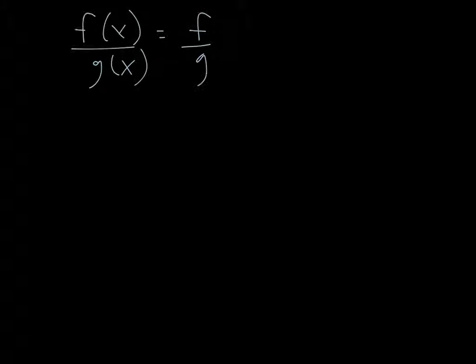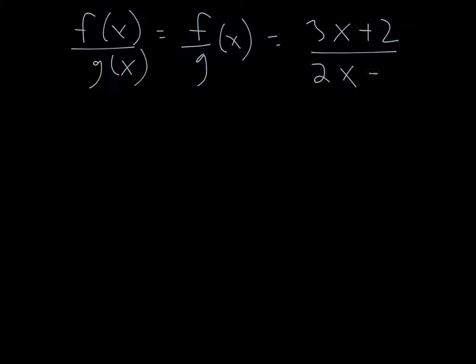So in the division, I'll have f of x divided by g of x, which we could also write as f over g of x. Again, you'll see either of these notations. They mean the same thing. So for this function, that would be f of x was 3x plus 2 over g of x, which was 2x minus 4. And I can just leave my answer as this.